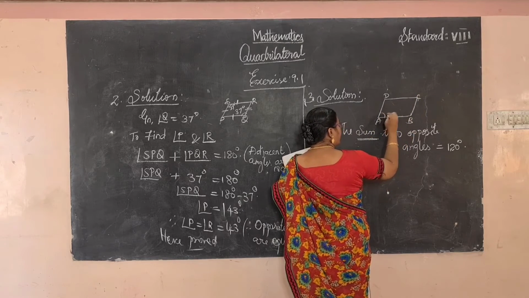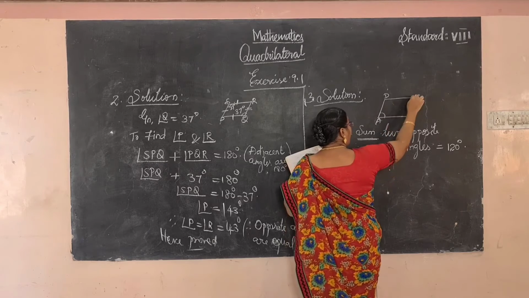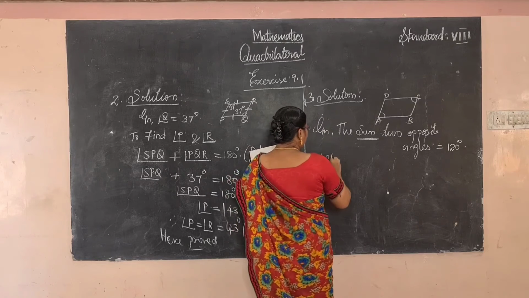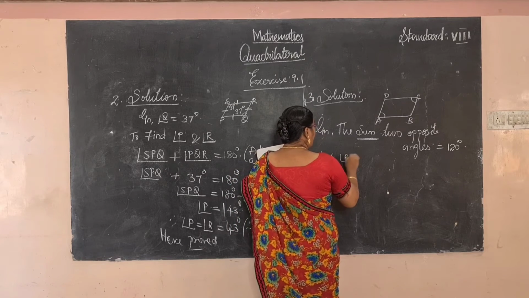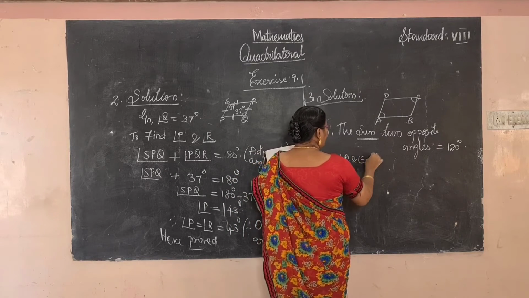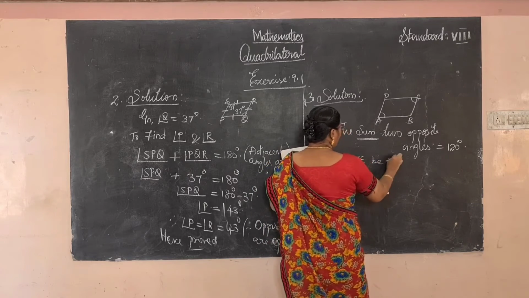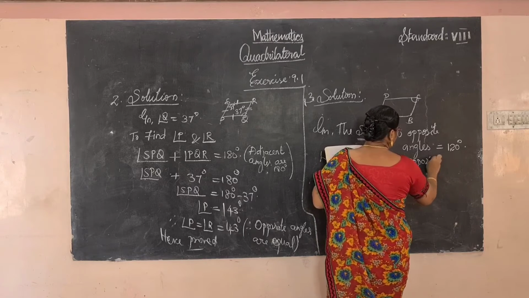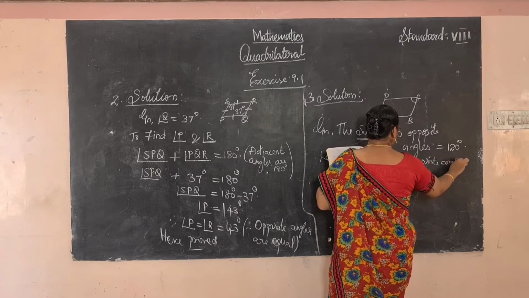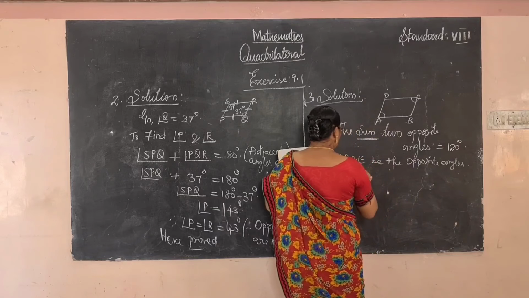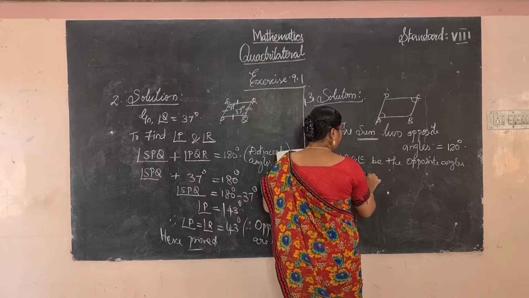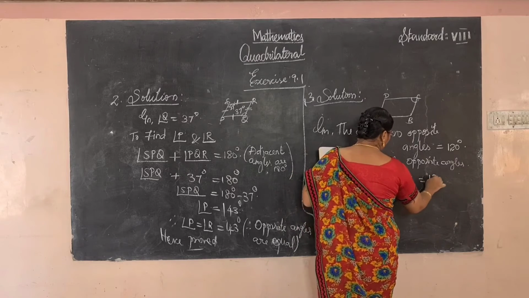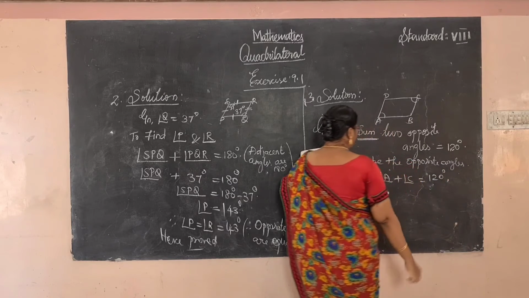For example, we have considered angles A and C as the opposite angles. Okay, let angle A and angle C be the opposite angles. Okay, then the sum of angle A plus angle C is equal to 120 degrees.